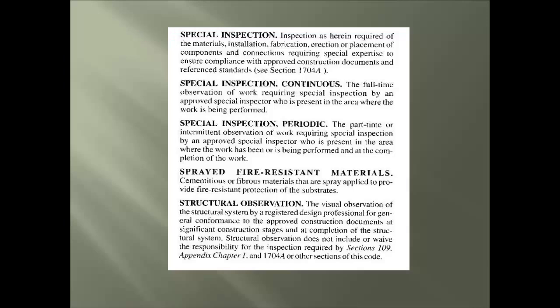Early in the seminar, we spoke about the terms of continuous inspection, and here we see the proper definition as per the code. Continuous inspection is basically when the observation of work is full time in the area where the work is being performed. So now, let's see another term you will run across, and that's periodic inspection. Here, the observation is either part-time or intermittent basis in the area of work being performed.